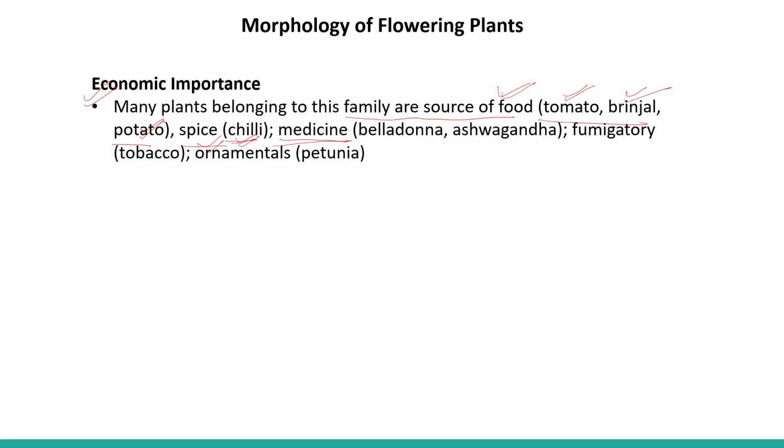Medicine: some members are used for medicine. Belladonna and ashwagandha, these are the two medicines we get from members of this family. Fumigatory, tobacco. There is one industry totally based upon this member, that is the tobacco plant, fumigatory. Some are ornamentals. We plant petunia for its beautiful flower.